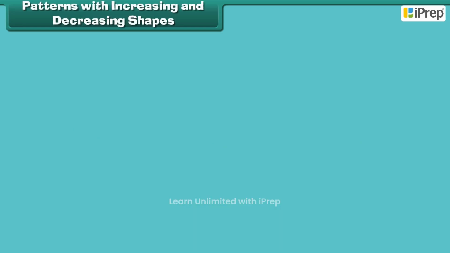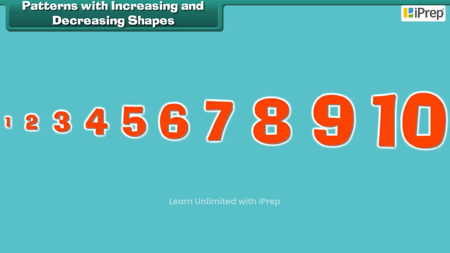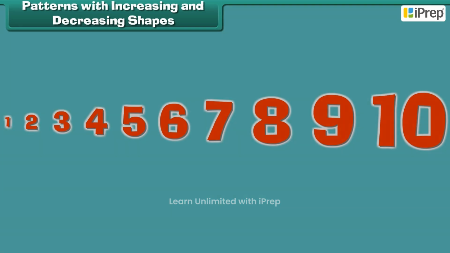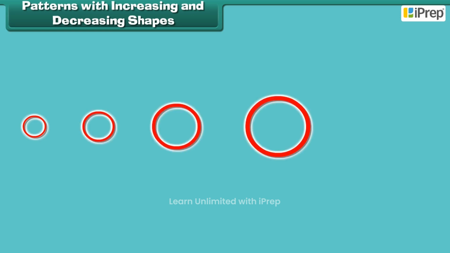Patterns with increasing and decreasing shapes. We can form patterns by increasing and decreasing the number or size of shapes. Let us see how. Look at this arrangement of shapes. 1 circle followed by 2 circles, followed by 3 circles, and so on. This is a pattern because the circles increase in a definite order.